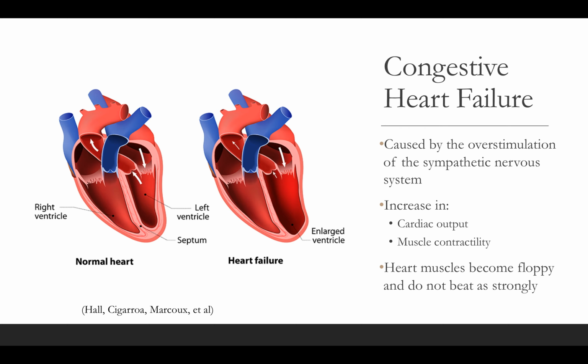Congestive heart failure is caused by the overstimulation of the sympathetic nervous system. Overstimulation of the sympathetic nervous system leads to an increase in cardiac output and muscle contractility. This makes heart muscles floppy, and therefore they do not beat as strongly. You can see from the picture a comparison of what a normal heart looks like versus one with CHF. There is an enlarged ventricle, and the shape is a little weird in comparison also to the normal heart.